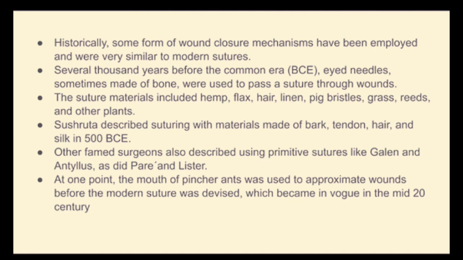It's worthy of note that it was Joseph Lister that endorsed routine sterilization of suture threads, and sterile catgut was achieved in 1906 with iodine treatment. At one point, the mouths of pincher ants were used to approximate wounds before the modern suture was devised, and in the 20th century, there was massive production of numerous absorbable and non-absorbable synthetic sutures. However, today, most sutures are made of synthetic fibers.